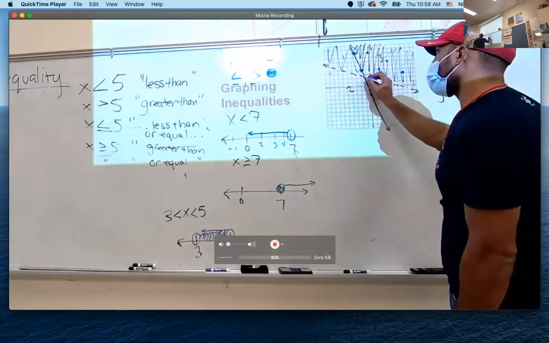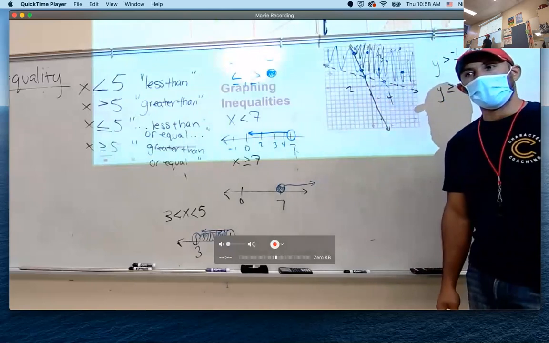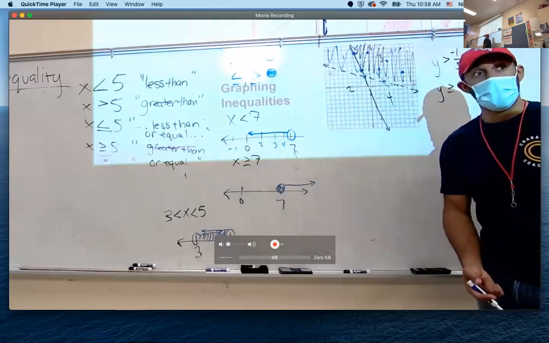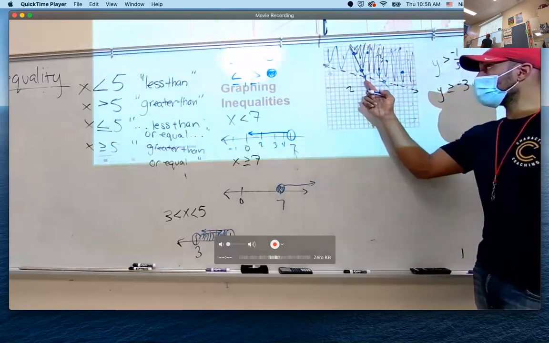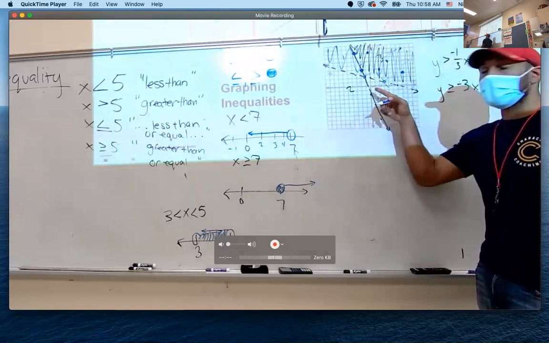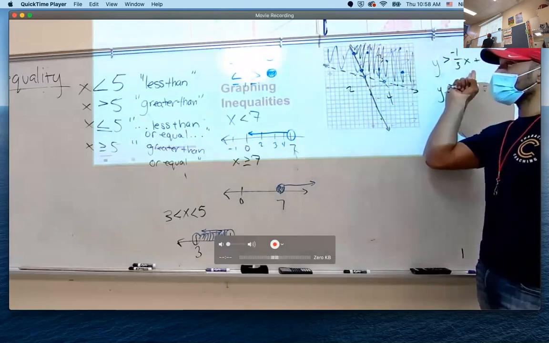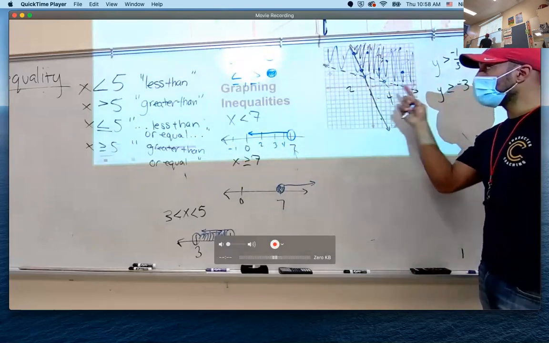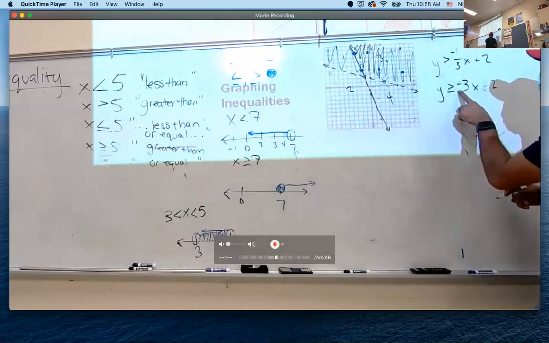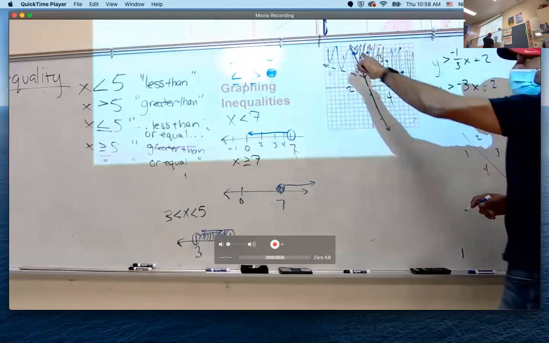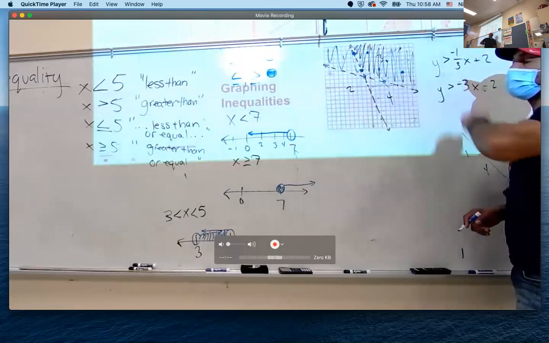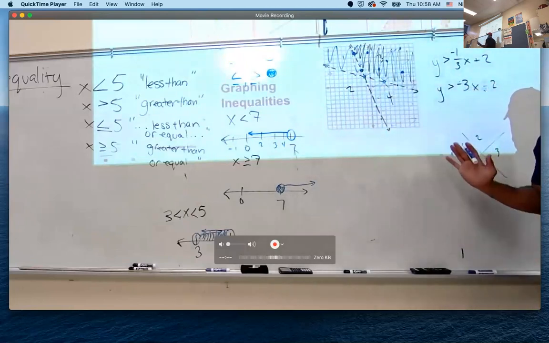How about right where they cross? What do you think? It's a yes. Because this line is solid, at that point it actually works for that first one. But as soon as you're not on that middle point, I could change that. What if I did this? Now this line becomes dashed, and none of the points on the line work, no matter where you are.